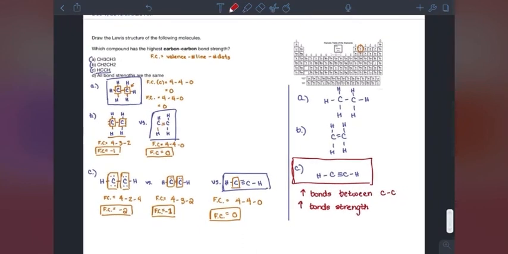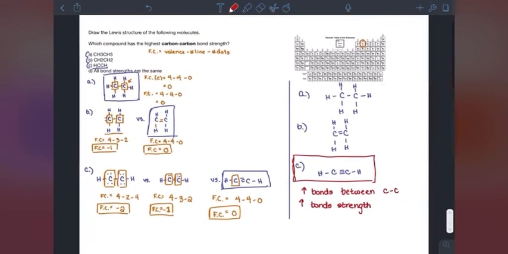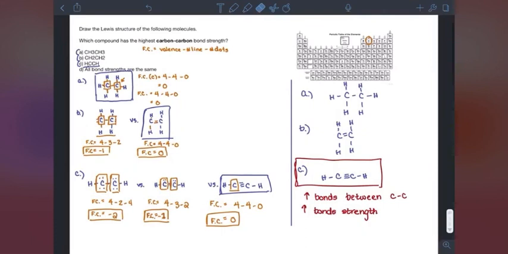I hope that helped in Lewis structures and formal charge connecting to the bond strength of a molecule. Thank you.